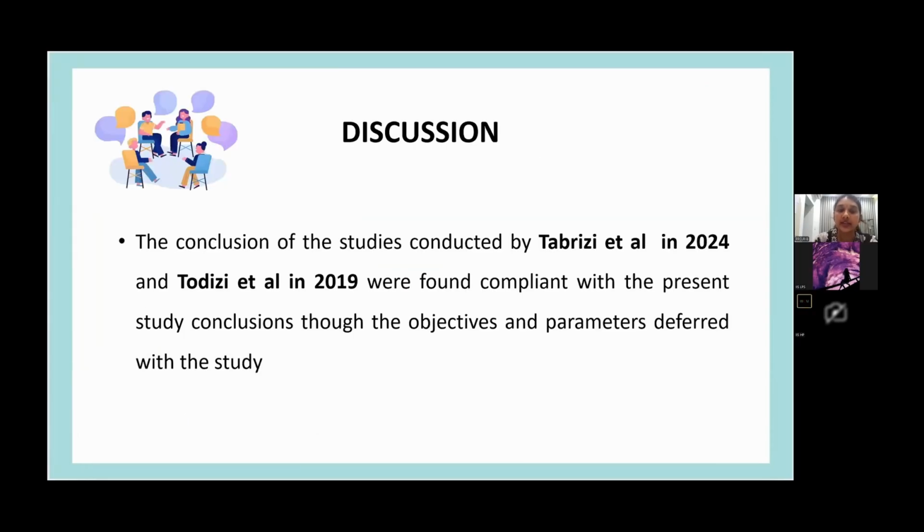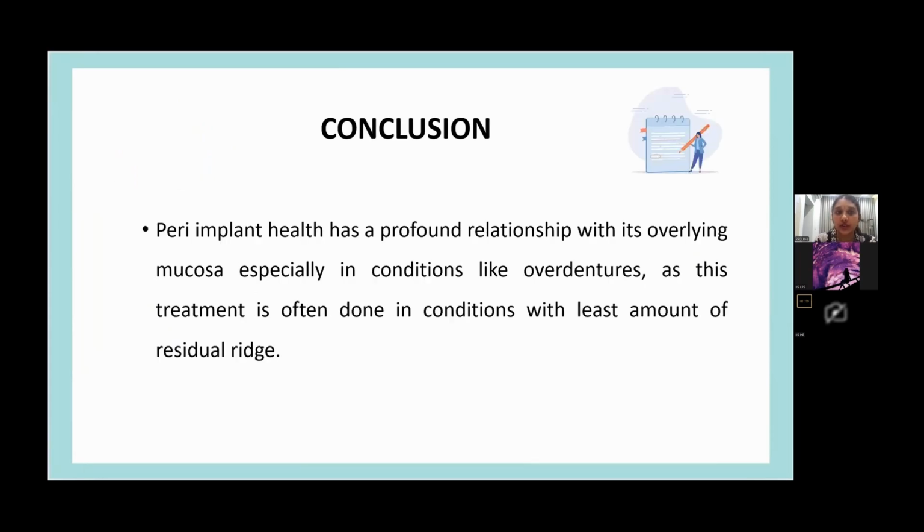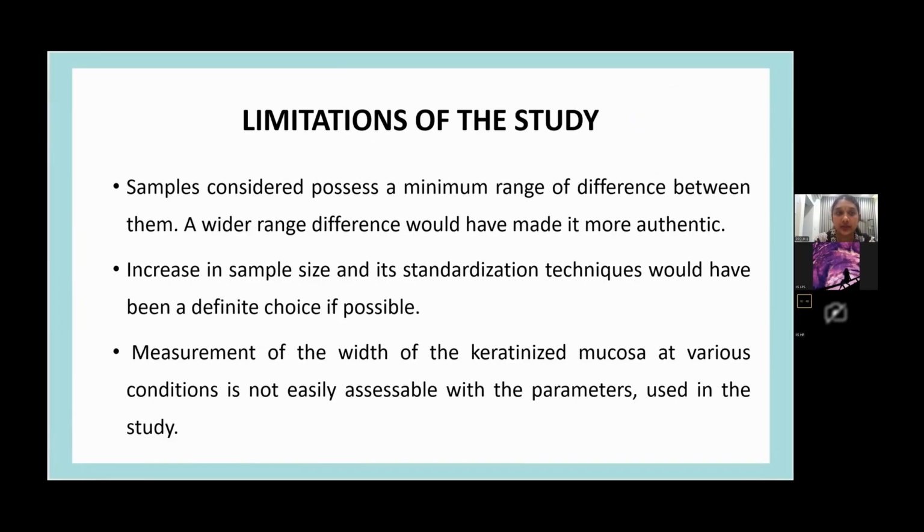Moving on to the discussion, the conclusions of studies conducted by Tabrizi et al. in 2024 and Todisi et al. in 2019 were found compliant with the present study conclusion, though the objectives and parameters differed from this study. Moving on to the conclusion, peri-implant health has a profound relationship with its overlying mucosa, especially in conditions like overdentures, as its treatment is often done in conditions with least amount of residual ridge.